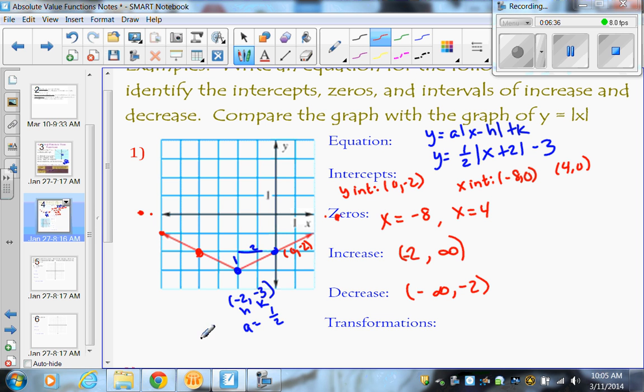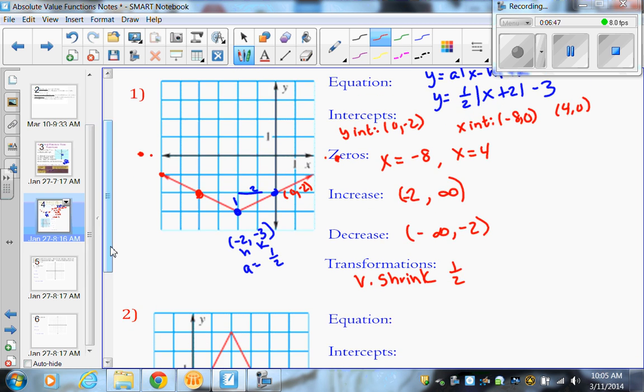And our transformations, a is less than 1, so that's going to be a vertical shrink of 1/2. You have it moving to the left 2 and down 3.